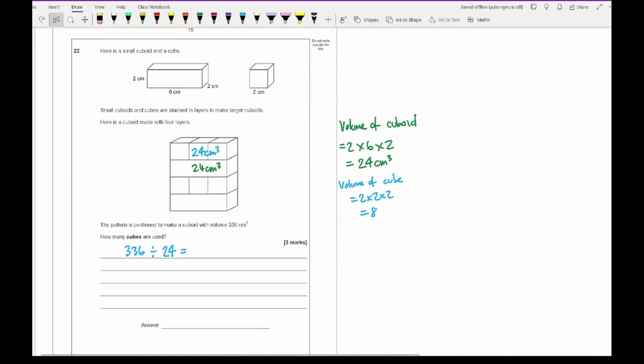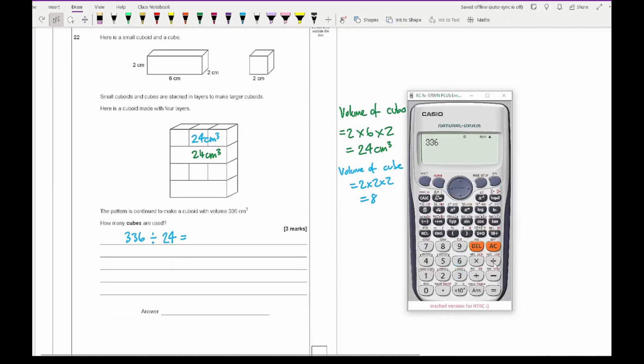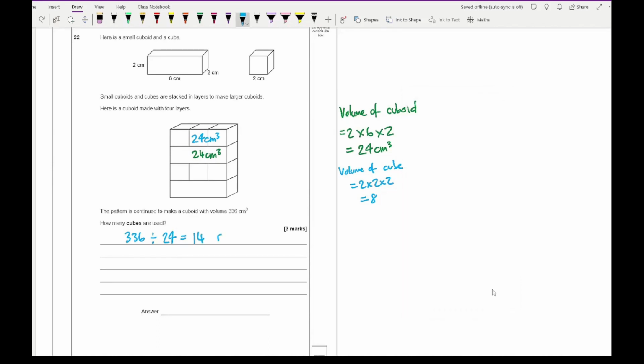Let's move up slightly, a bit more there. And so on our calculator, 336 divided by 24 equals 14. So there's going to be 14 rows. And that means half the rows are going to be of the cubes. So half the rows will be cubes. So that means there's going to be 7. And 7 times 3, because there's 3 cubes in a row, is 21. So how many cubes are going to be used? The answer there is going to be 21.